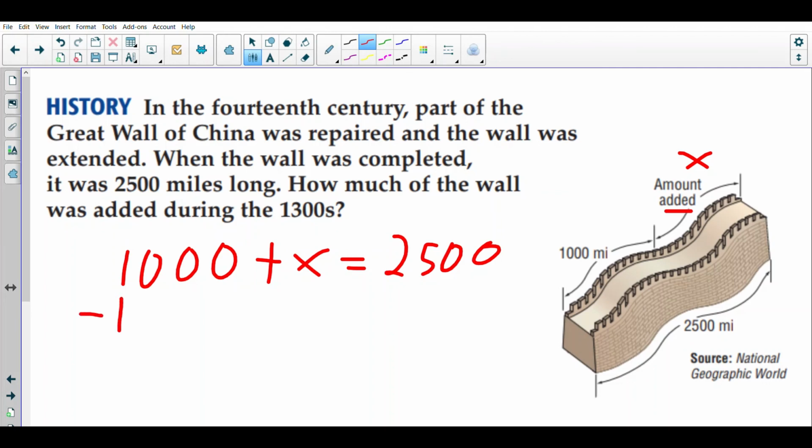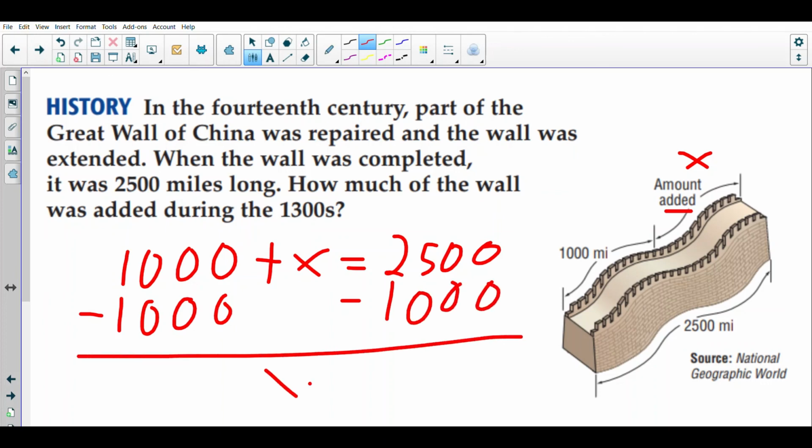We have to get rid of that positive 1,000, so we subtract 1,000. And we're left with x is equal to 1,500. But now it's a word problem, so keep in mind, what do we need? We need a label, so we have 1,500 miles.